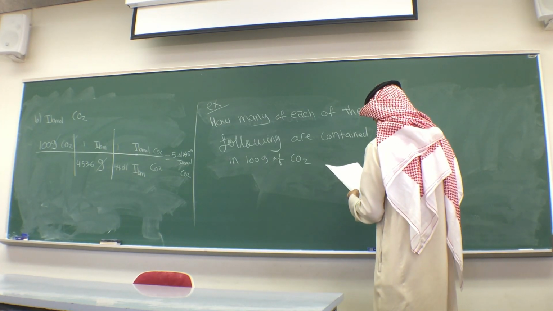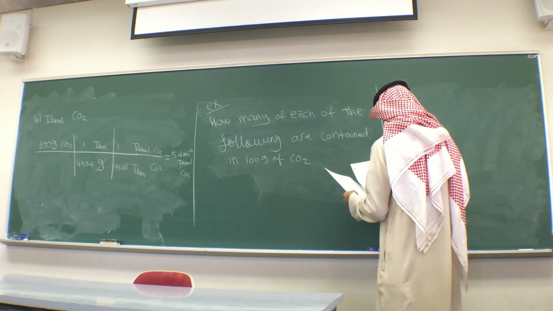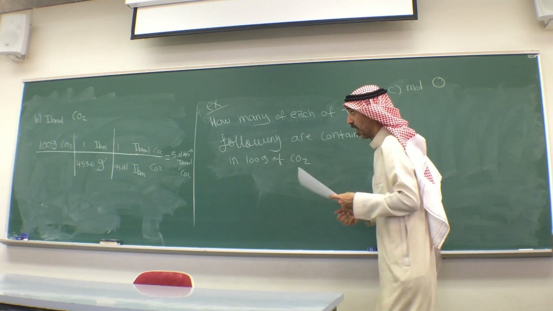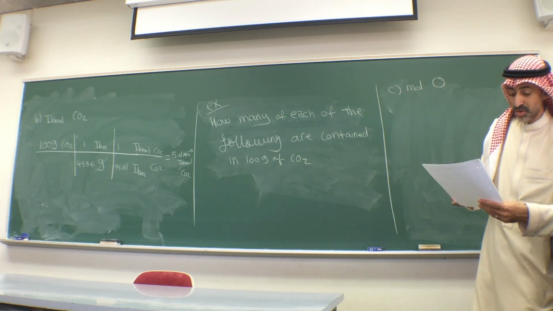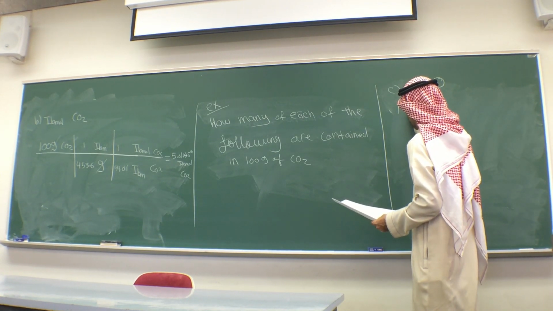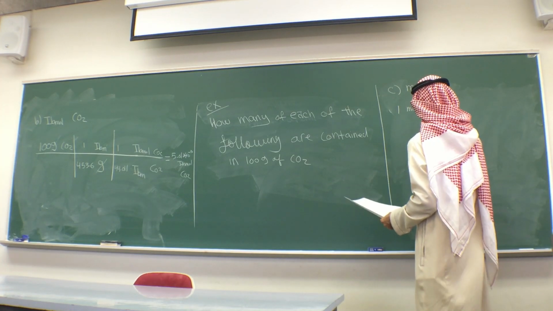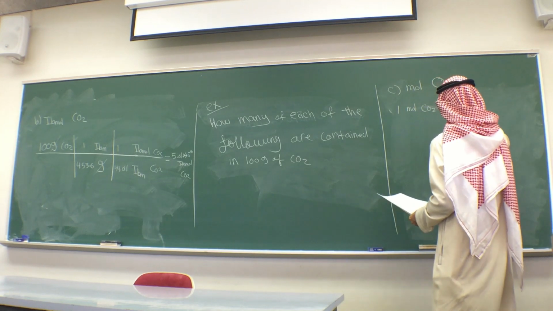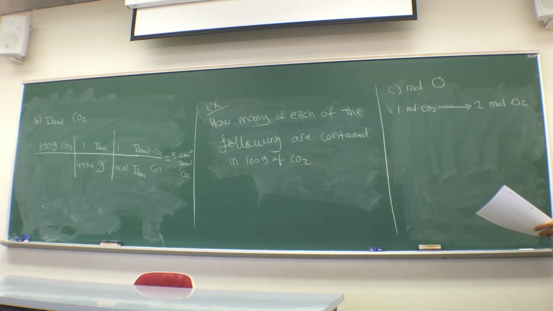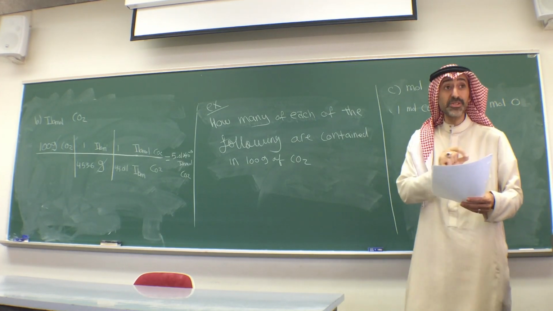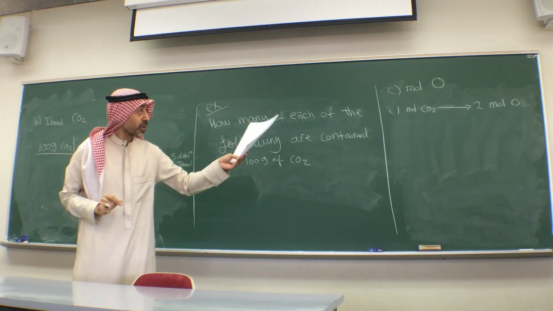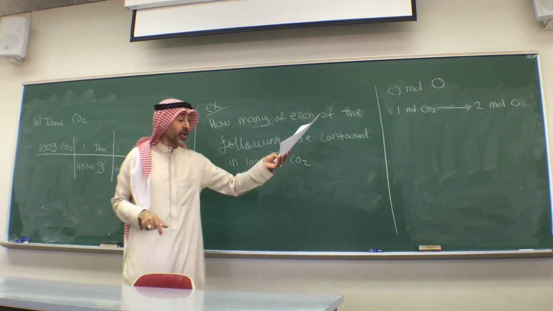It will be how many gram? How many mole of? How many mole of O? For 2 mole CO2 we will have... pay attention, the second question asks about O. I'm talking about O now, not O2. So for each mole CO2 I have 2 mole O.